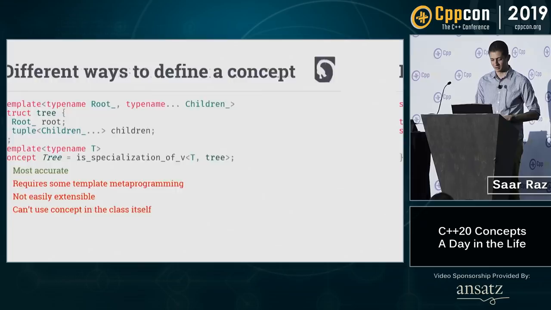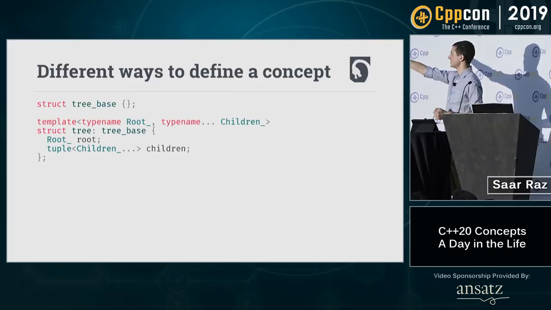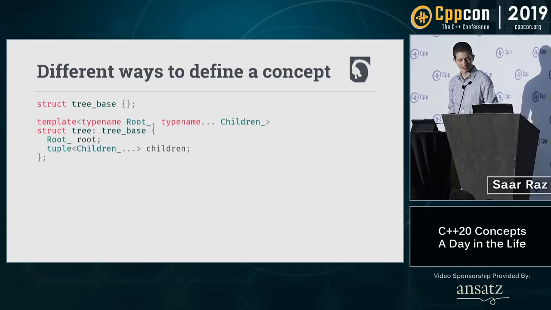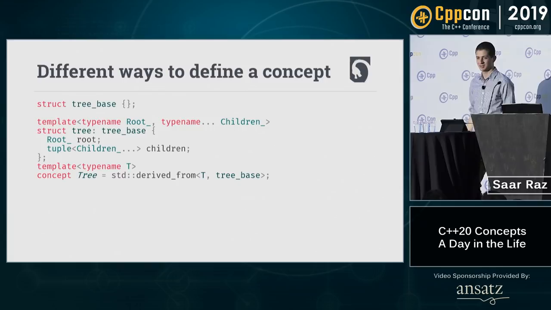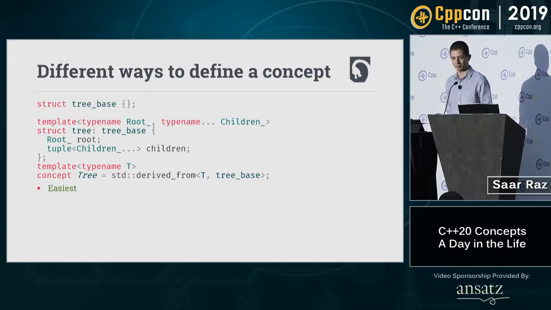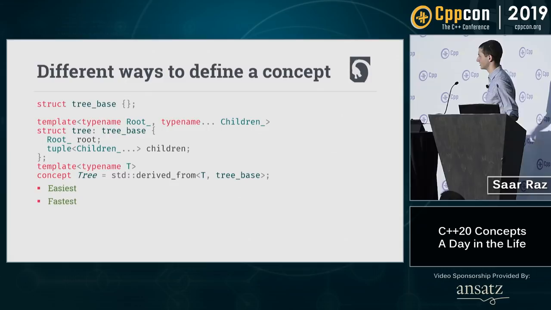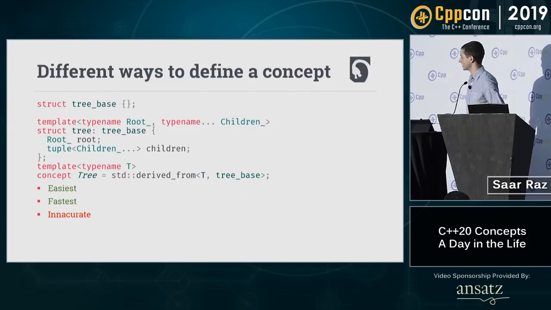Another thing you can do is cheat and basically define an empty base class, tree base, inherit from it inside the template, and use it to define the concept like this. Okay? Well, this works, and it's probably the easiest way out of this problem here. It's probably fastest to compile, because the only thing you need to check is that the type you gave it has a tree base. But a few downsides: it is inaccurate and, for example, another thing can accidentally inherit from tree base and you get a weird error.